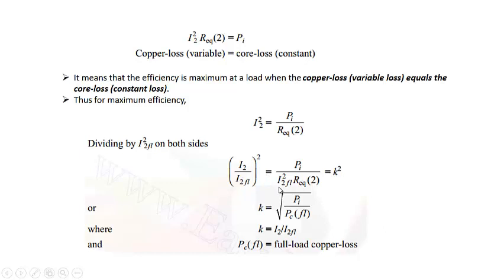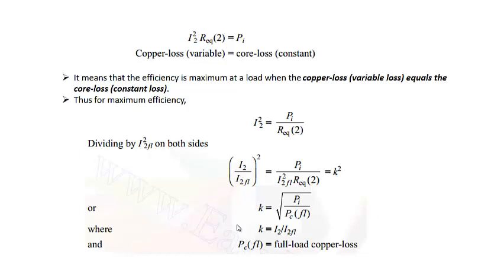Now this value, that is the square of the full load current multiplied by R equivalent, will give us the copper loss at full load, that is PC full. So when you equate these two equations, K will be equal to the square root of iron losses divided by the copper losses. So K is equal to I2 divided by I2 FL. Here PC FL is the full load copper loss, because this is the full load current flowing through these resistances. So this parameter K is very important in this case.